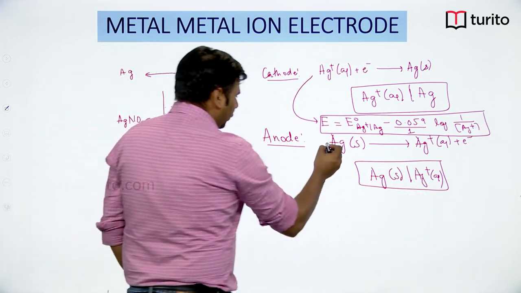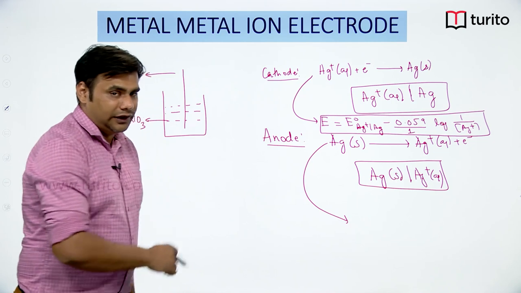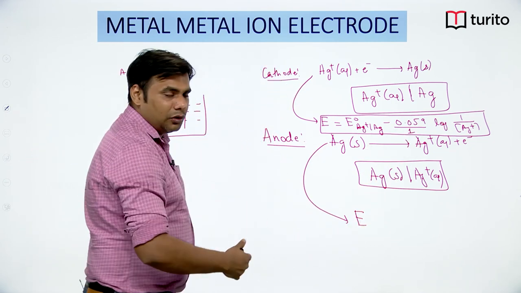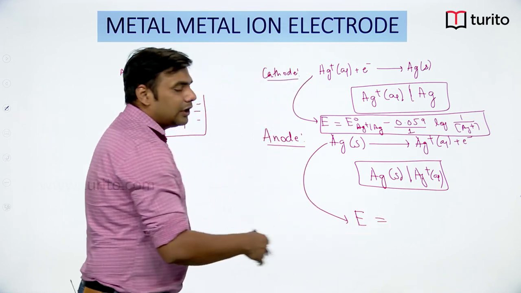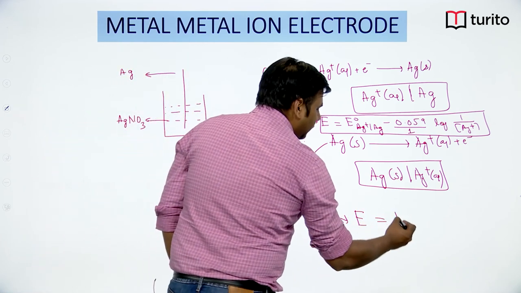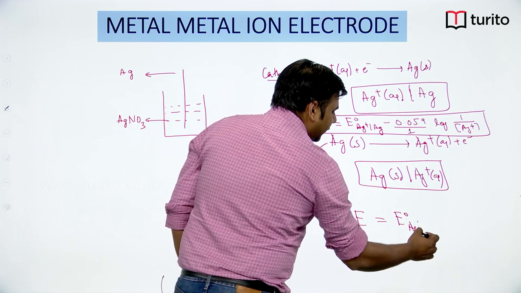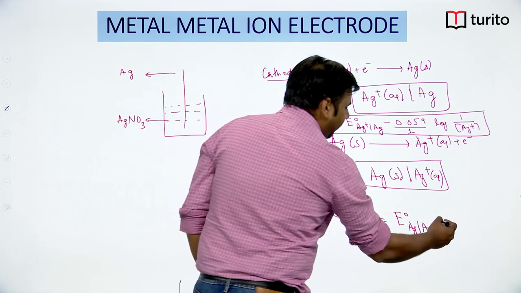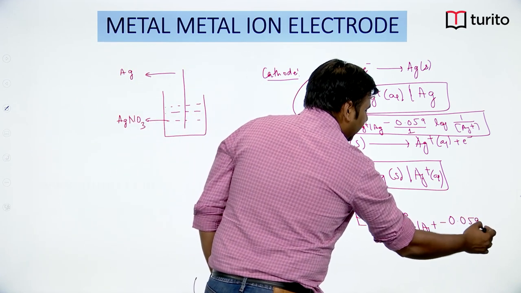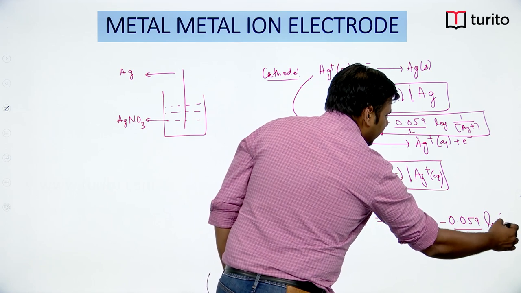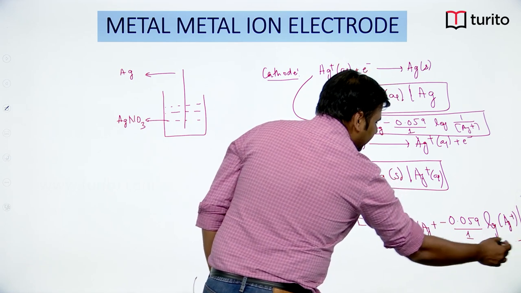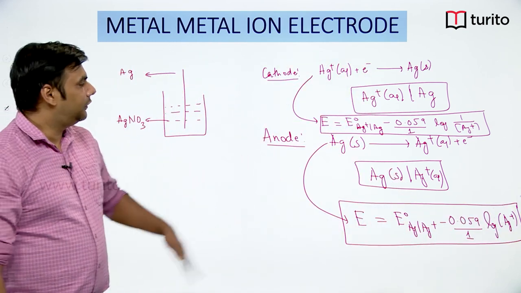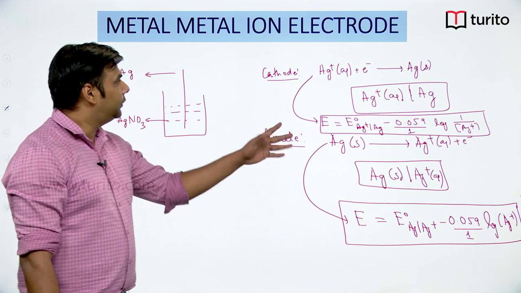Suppose we want to write the Nernst equation for this half cell. Now because this is the oxidation reaction, I can write the EMF, that is the oxidation potential, equal to the oxidation potential of silver changing into silver ion, minus 0.059 upon 1 log of Ag plus, because that is there in the product. So we can write the oxidation potential of this half cell. Hope this is clear to you.